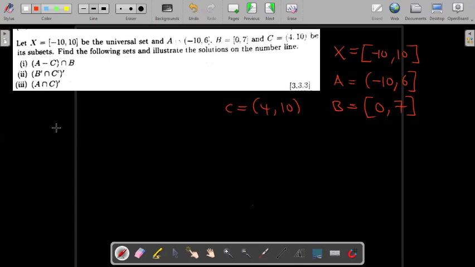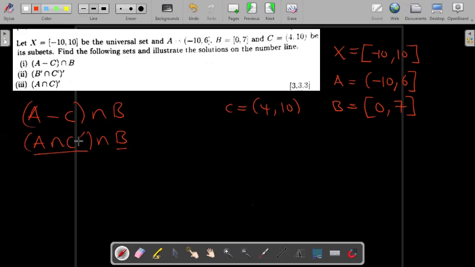Then they tell us to find the sets and illustrate the solutions on the number line. So I have A intersect C complement, then intersect B. Now how am I going to find this? Let me put it into something I can see properly: (A intersect C complement) intersect B. You don't even have to stress. You first find out what the first part is, then intersect it with this one.